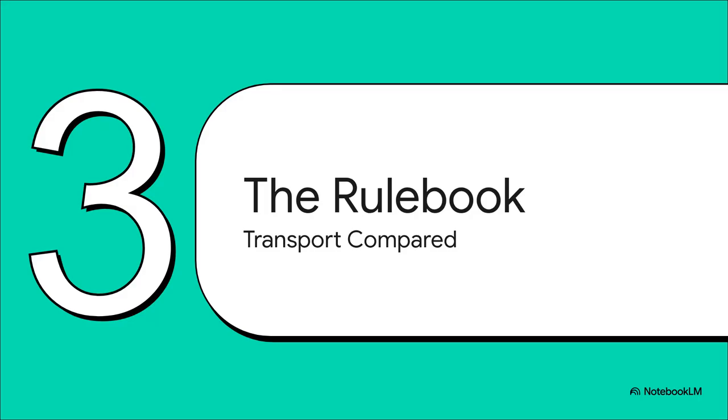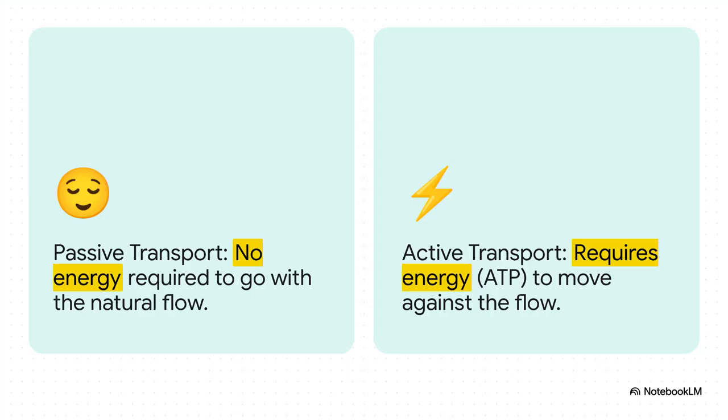All right, so we've got these 2 totally different ways of getting things across the border. Let's put them head to head and check out the official rule book. Look, if you take away just one thing from all of this, let it be this. Passive transport is free. Active transport costs energy. That is the single biggest difference, and honestly, it dictates everything else.